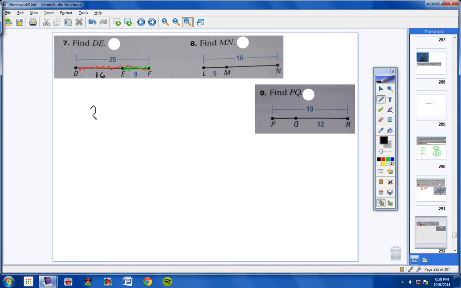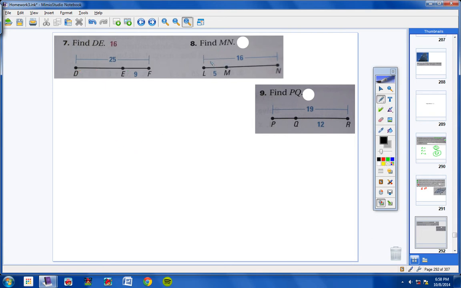And I got that by taking the entire segment 25 and subtracting out this segment here and coming up with 16. And another way to look at it is what number plus 9 gives you 25. 16 plus 9 gives you 25, okay? All right, number 8.